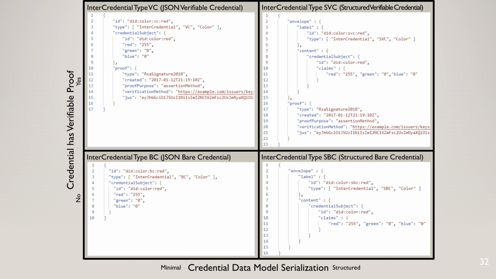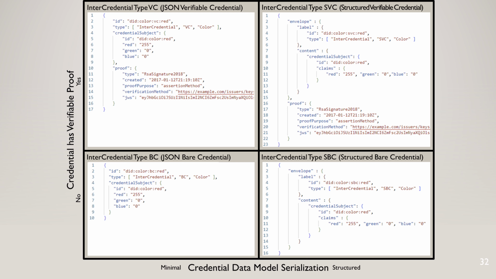To make the previous models a little more concrete, here are 4 examples. Starting in the bottom left-hand corner, this is a bare credential rendered using JSON. So you can see that it has an ID and a type and a credential subject, and then a list of 4 attributes, one being the identifier for the subject, the intensity of the red, the intensity of the green, and the intensity of the blue. Above that is a transformation of the bare credential into a verifiable credential, again rendered in JSON format. And so it's really just the addition of the proof in lines 10 through 16.